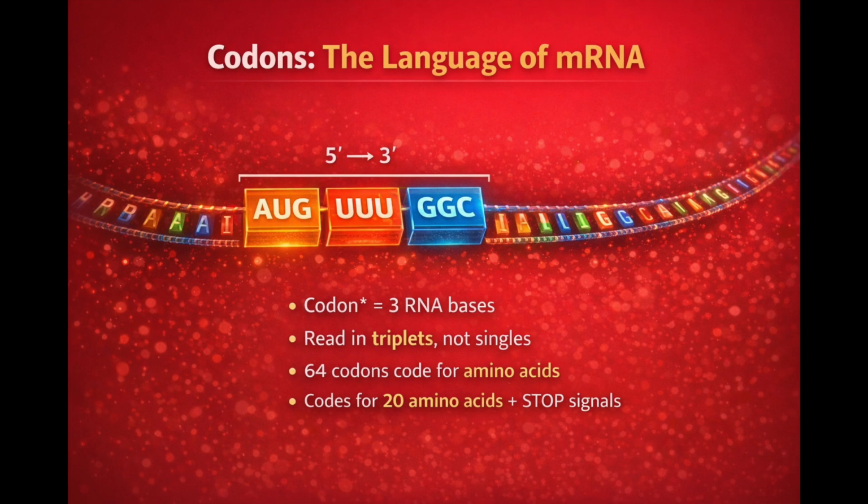There are 4 RNA bases: A, U, G, and C. When you group them in 3s, you get 64 possible codons. Those 64 codons encode instructions for 20 amino acids, plus signals that tell the cell when to start and stop building a protein. Also notice the arrow labeled 5 to 3. This direction also matters. If the ribosome reads the message in the wrong frame, even by 1 base, the entire meaning of the sequence changes. This is known as frameshift, and it can completely destroy protein function. So at this stage, we have language, but we still need a translator.